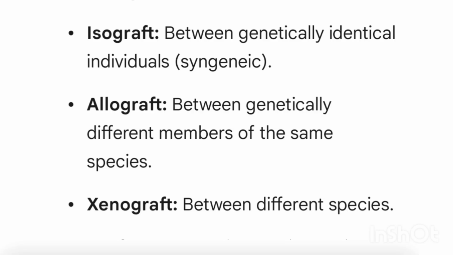Okay, once more: autograft is self to self, isograft is between genetically identical individuals, that is identical twins, allograft is between genetically different members of the same species, then xenograft is between different species.